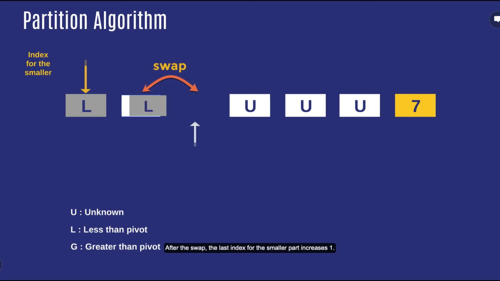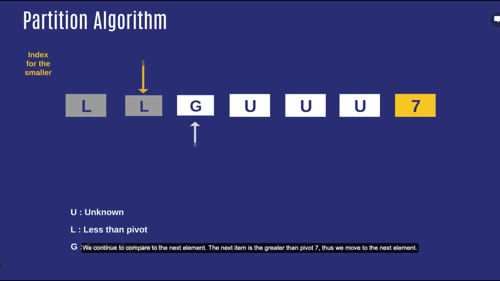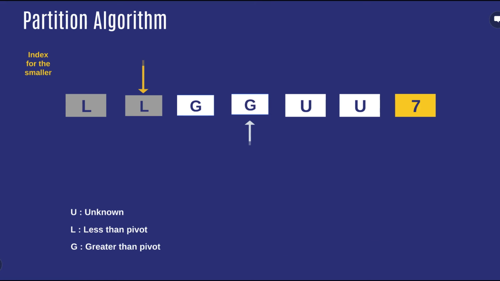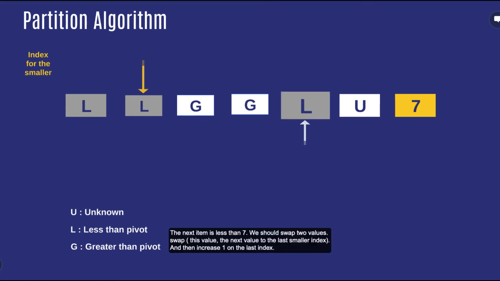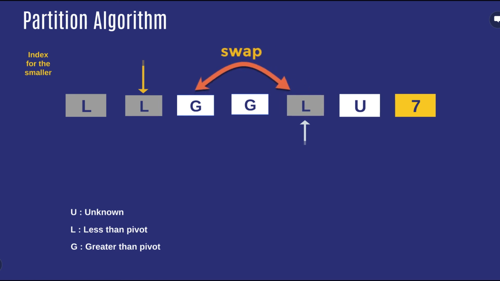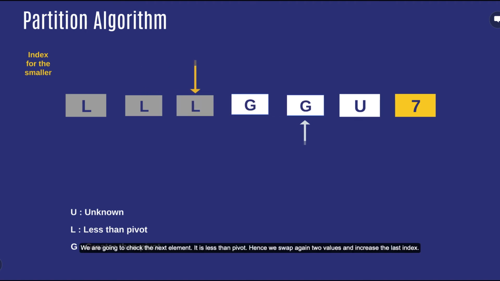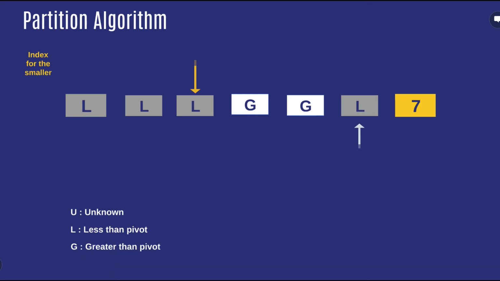After the swap, the last index for the smaller part increases by 1. And we continue to compare the next element. The next item is greater than pivot 7, thus we move to the next element. The next item is smaller than 7, so we swap two values and then increase the last index by 1. We check the next element. It's smaller than the pivot, hence we swap two values again and increase the last index.